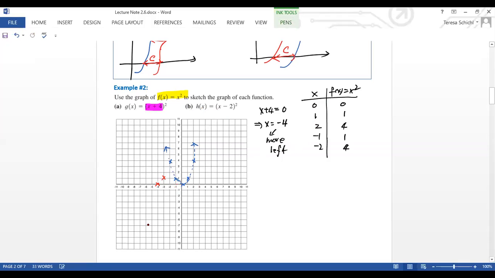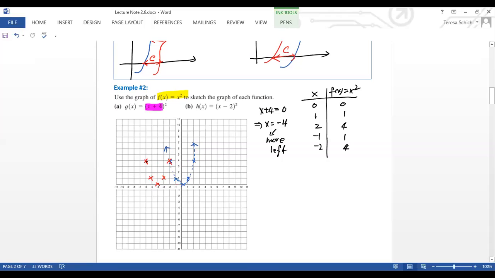So this point moves to here. Okay, so this point here, 4 units is 1, 2, 3, 4. So this point moves to here. Y is not changed, right? Now this point here, see where we move to, is 1, 2, 3, 4. This point moves to here. Then this point is 1, 2, 3, 4. This point moves to here.